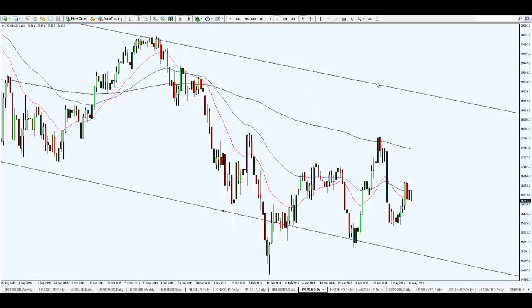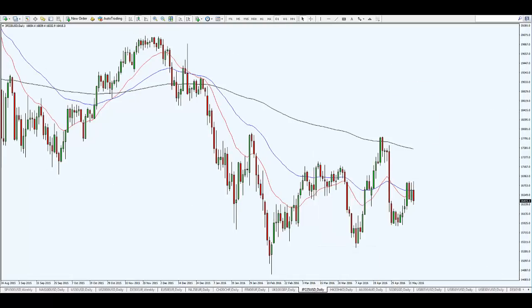You look at the daily time frame. Let me get rid of this line. On the daily time frame, you just use the moving average. Notice that it is also below the 200-day moving average, which is this black line over here. So nothing bullish on the Nikkei in the long-term picture.